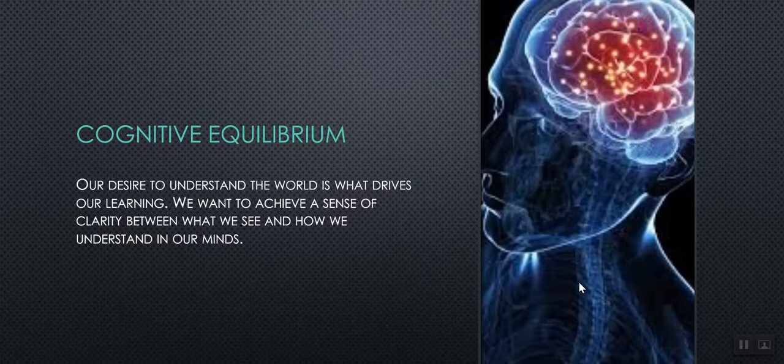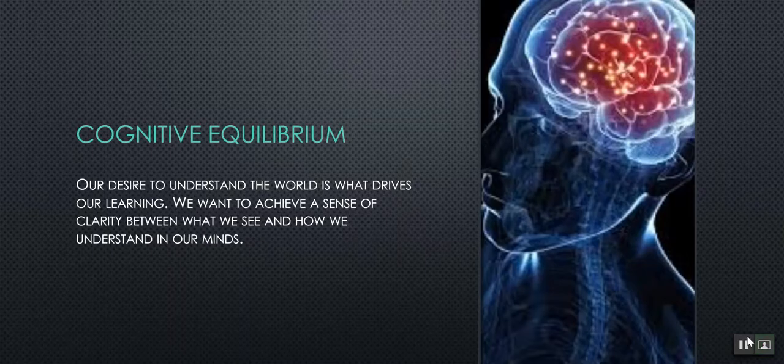So cognitive equilibrium is an extremely important term for Jean Piaget. He stated that our desire to understand the world is what drives our learning. We want to achieve a sense of clarity between what we see and how we understand in our minds. And so that idea is called cognitive equilibrium. If I can see something in the world around me and I learn or figure out a way to make sense of it, I've achieved a sense of cognitive equilibrium, right? I can understand why that works or why that happens.